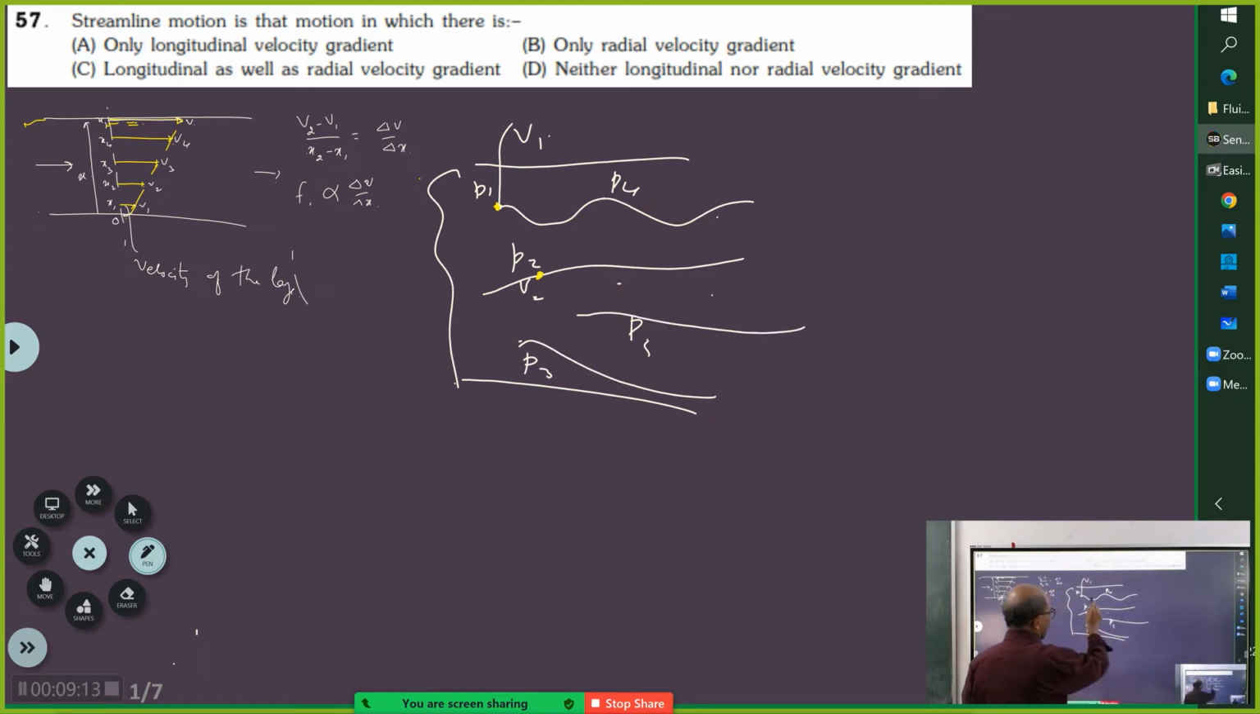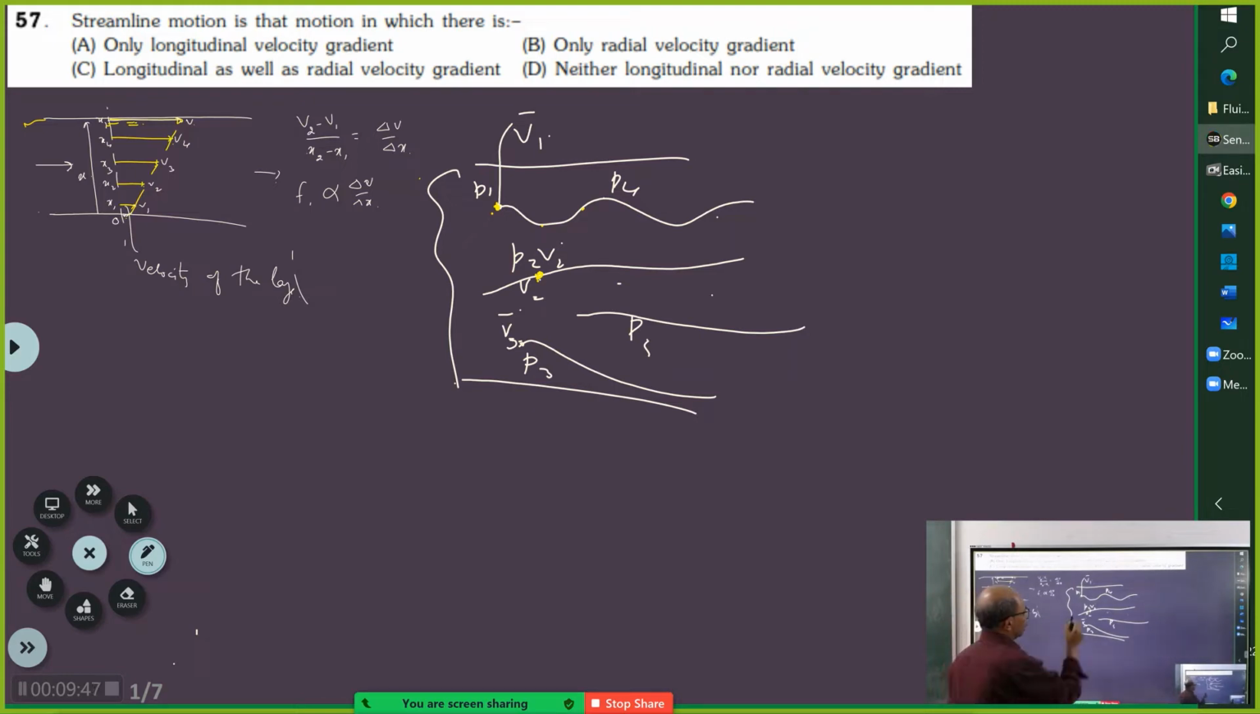So what it means is, at each of these points, if you go to those points and measure the velocity, it will be the same throughout. Correct? The velocity will be the same at these points. That is how we start with streamlines. Velocity here is V1 bar, velocity here is V2 bar, velocity here is V3 bar. They are different at different points.